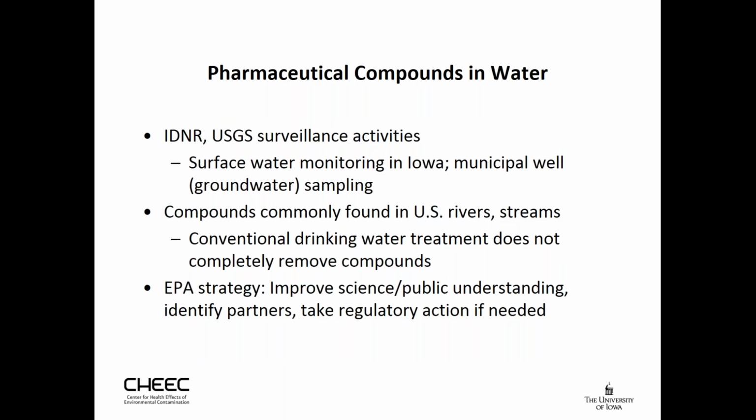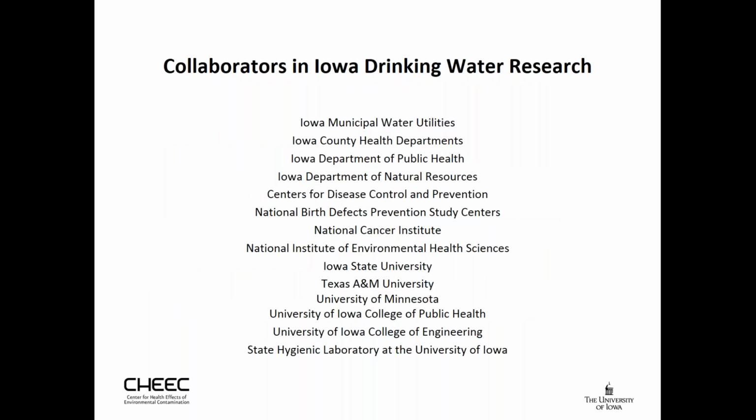So surveillance activities, DNR and USGS are doing surface water monitoring and some groundwater monitoring. These compounds are commonly found in U.S. rivers and streams. And as I said, conventional drinking water treatment may not completely remove all these compounds. EPA's current strategy is to improve the science and public understanding, identify partners, and take regulatory action down the road if they think that is necessary.